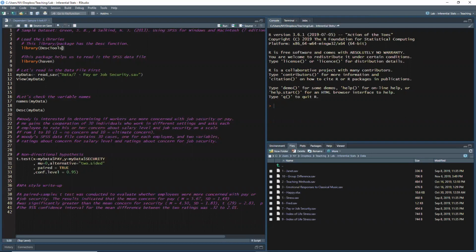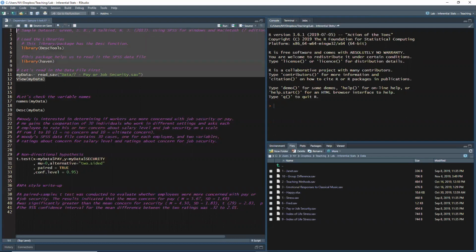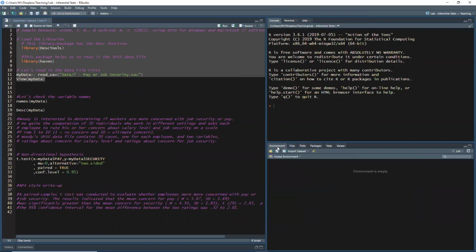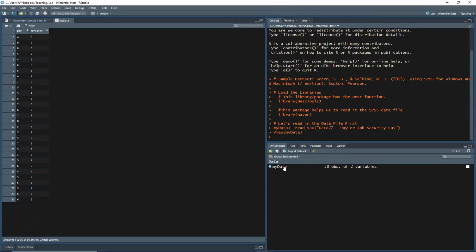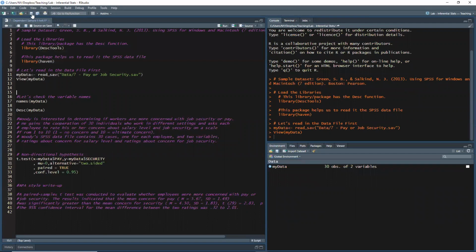So basically, descTools is again for descriptives. Haven helps us to read SPSS files. So the first 12 lines are basically reading in the data to R. And let's open our environment. That will help us to make sure that we were able to read in the data. Click run. Okay, my data has 30 observations and 2 variables, pay and security. Okay, let's close that one. Let's save this one.